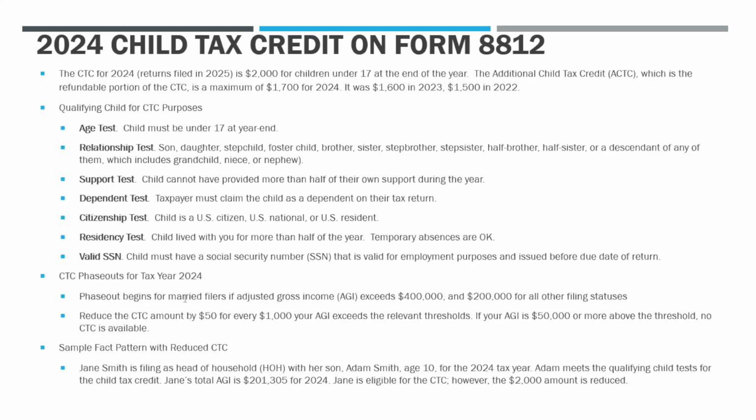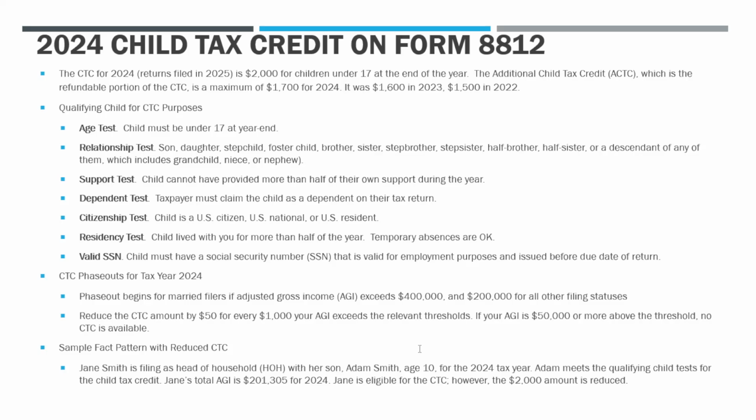Now the phase outs are also really important to remember here. Phase outs meaning the amount of the credit is going to be reduced if your income is above a certain threshold, and potentially reduced to zero, where you're not able to claim any credit amount at all. So for 2024, the phase out for married filing joint taxpayers applies if their AGI exceeds $400,000, and it's $200,000 for all other filing statuses. In the example we're going to look at, the taxpayer has AGI in excess of the threshold, so there's a reduced credit amount.